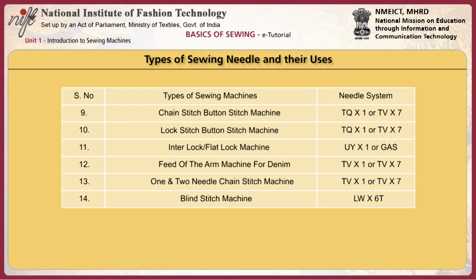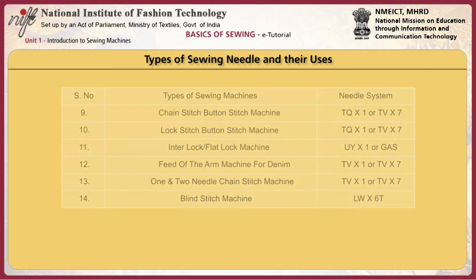Interlock flat lock machine, UY×1 or GAS. Feed of the arm machine for denim, TV×1 or TV×7. 1 and 2 needle chain stitch machine, TV×1 or TV×7. Blind stitch machine, LW×6T.